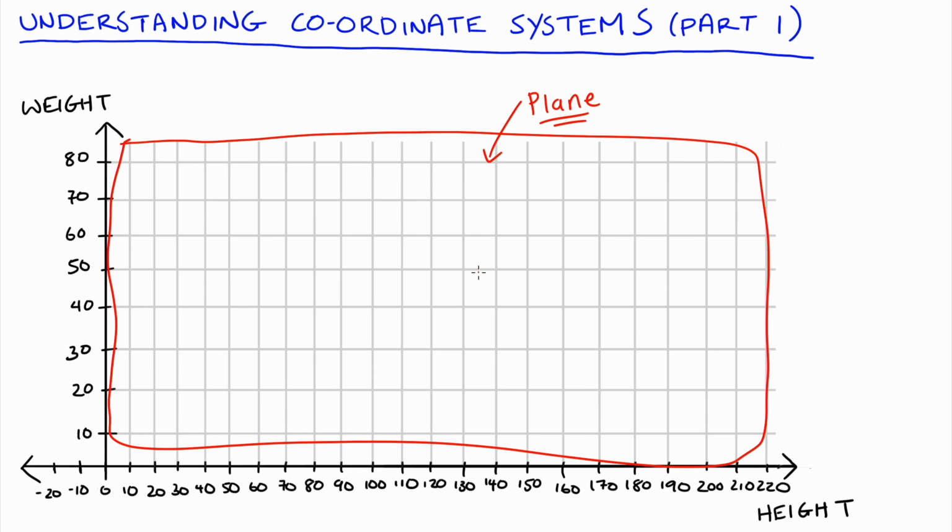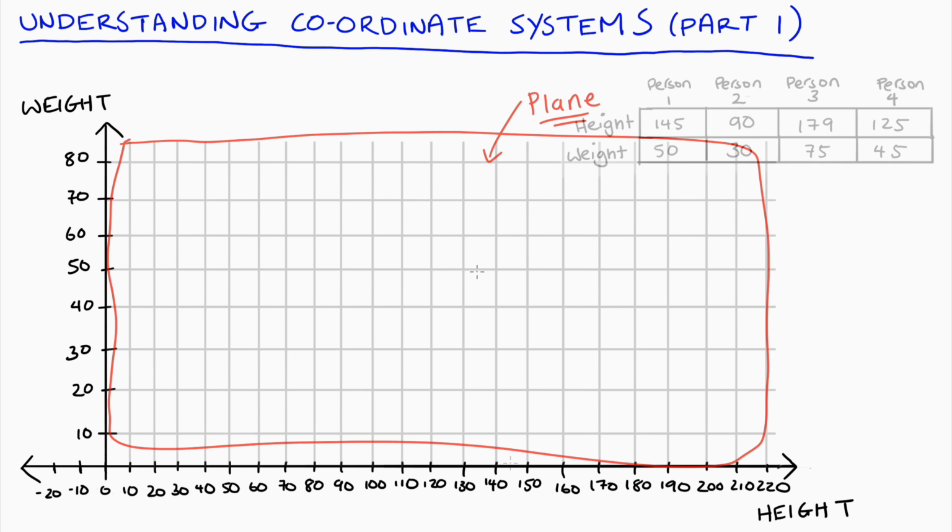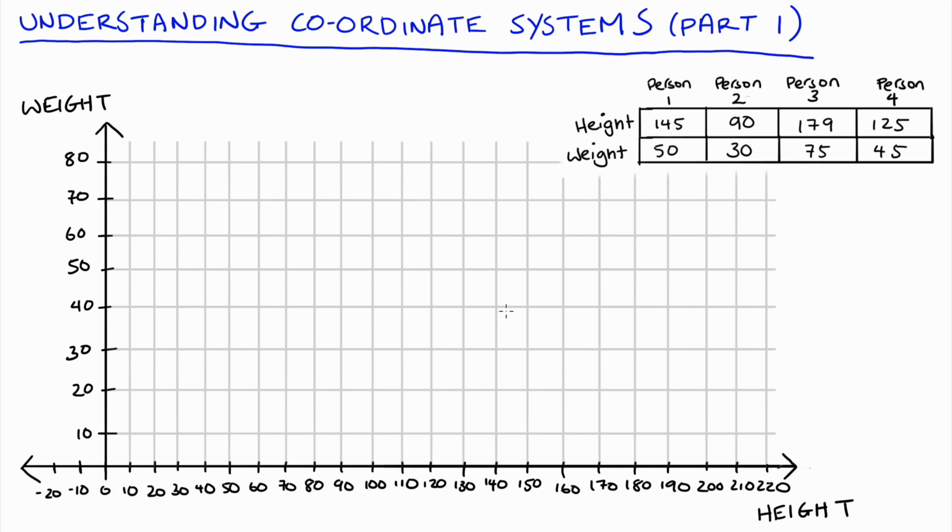and each point on that plane is associated with one height measure and one weight measure. So let's bring back our table and we can think about person 1. Their height was 145 and their weight was 50. So that point would be about here. And this one dot tells us 2 pieces of information. There is a person whose weight is 50 and height is 145.